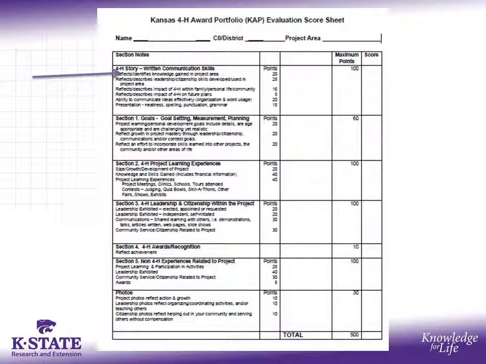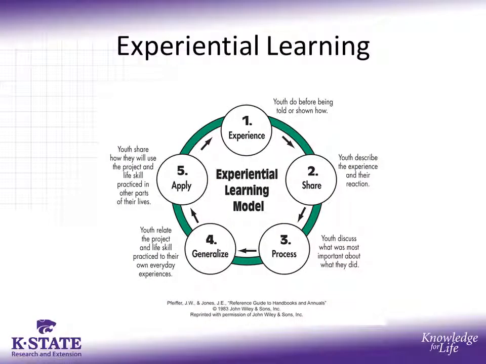Now, why did I leave the 4-H story until last when on the evaluation score sheet it's at the top? Because before you write a 4-H story that reflects on your project, it will be to your benefit to complete the other areas of the application first, so that you've got a map of what your project entails that you can then reflect upon. Because the entire KAP is about reflecting on a project.